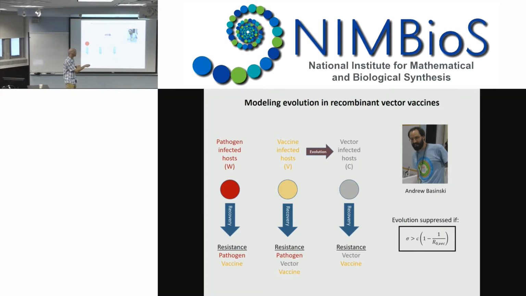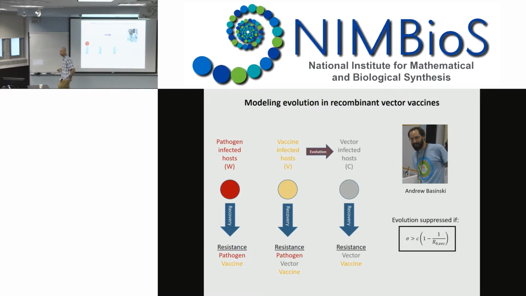So what our postdoc Andrew Basinski has been working on is understanding really the conditions under which we can control that evolution, okay? When can we keep that from happening and continue to drive our transmissible vaccine through the population? What he was able to show is that you can suppress evolution in the transmissible vaccine and keep it working if the rate of direct vaccination, so this is the rate at which we introduce the transmissible vaccine into the population, exceeds the cost of carrying that antigenic region, multiplied by 1 minus 1 over the R naught of the vector organism, okay?